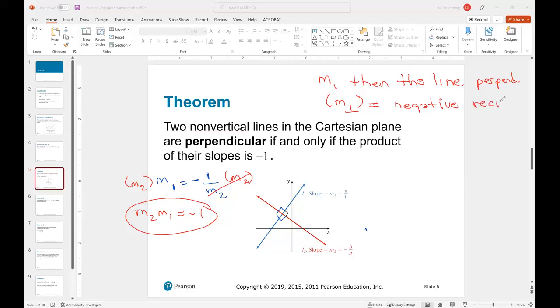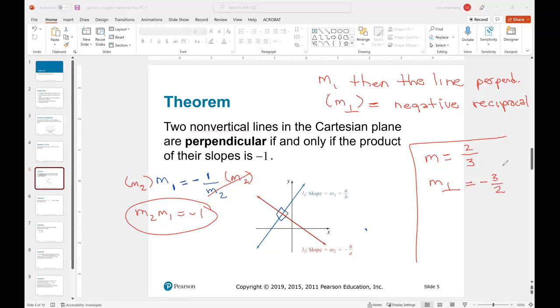And a lot of people like to think of it as the opposite. So if that helps you, that's fine. So if I have, let's say, for example, the slope of one line is equal to 2/3, the slope of the line perpendicular would be -3/2.